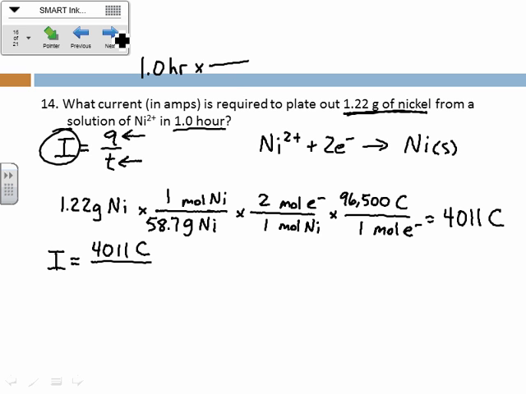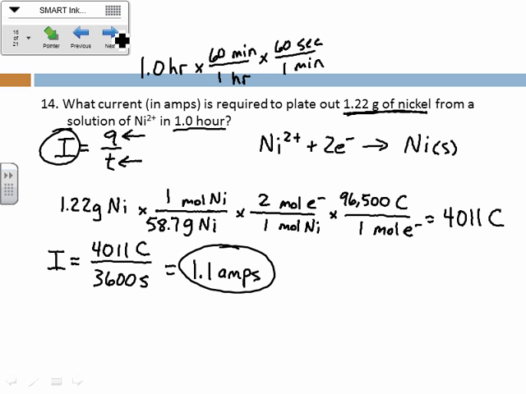I'm sure that you can do this in your head, but I'll just in case you can't. 60 minutes in an hour, 60 seconds in a minute. Okay, so this is going to be 3,600 seconds. It's 1.0 hours, so that's just 2 sig figs there. Then we divide that by the 3,600. That's going to give us a current of 1.1 amps. And we look at our sig figs. Okay, so there's that one.